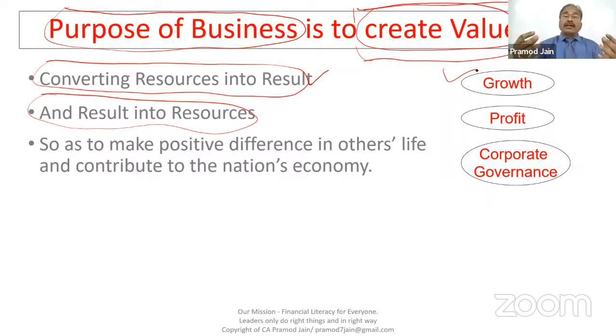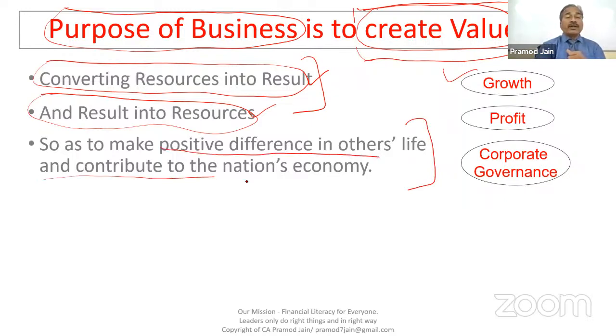अब आपने फैक्ट्री खड़ी कर दी है, तो फैक्ट्री में आप प्रोडक्ट बनाइए, मार्केट में सेल करिए. मार्केट में सेल करेंगे तो आपको कैश मिलेगा, आप प्रॉफिट बनाएंगे, आपको कैश मिलेगा. And that means what you're doing is you are converting the result into the resources. And finally, of course, why do you have to convert resources into result and the result into resources? And that is so as to make a positive difference in the life of everyone and contributing to नेशंस इकोनॉमी.